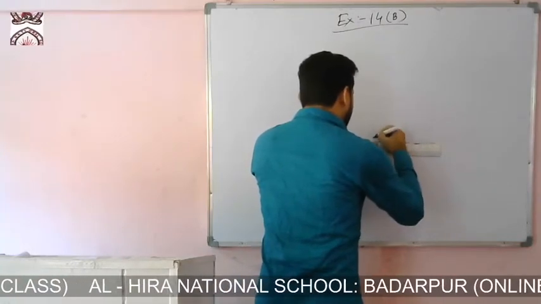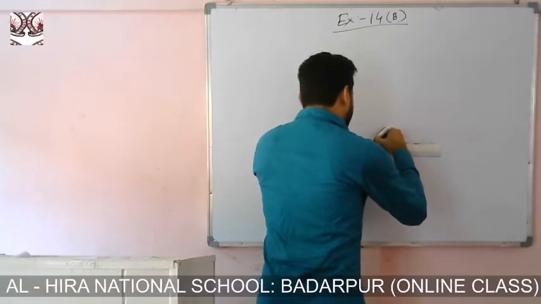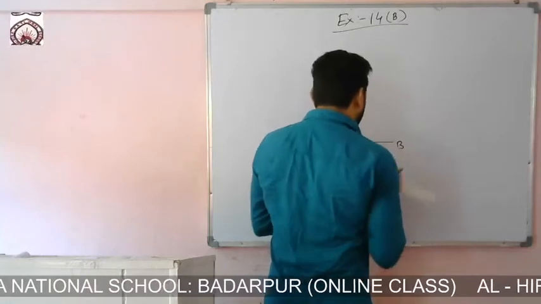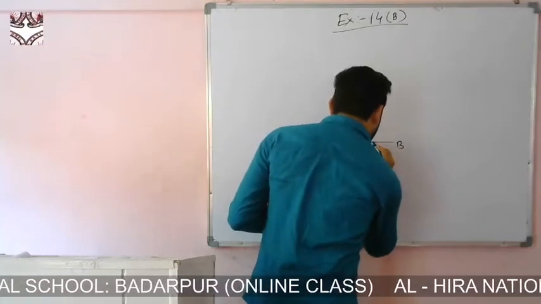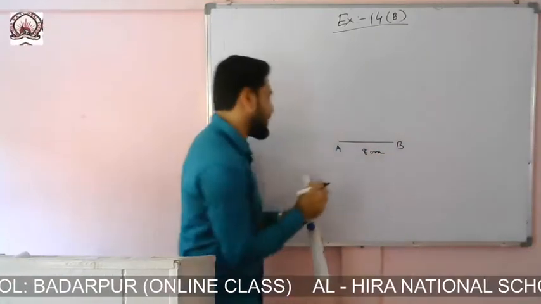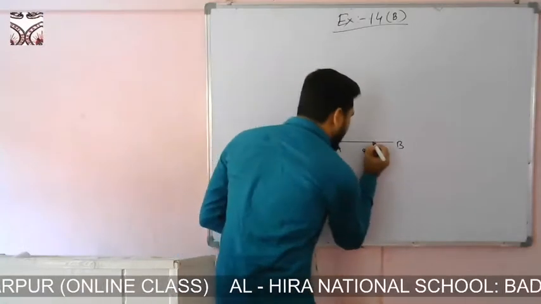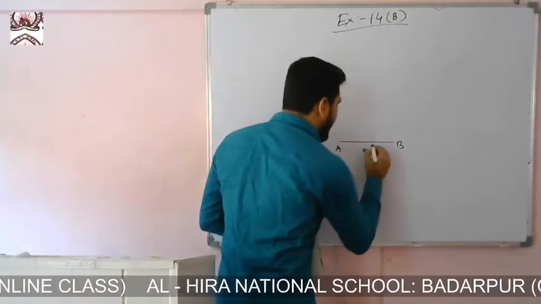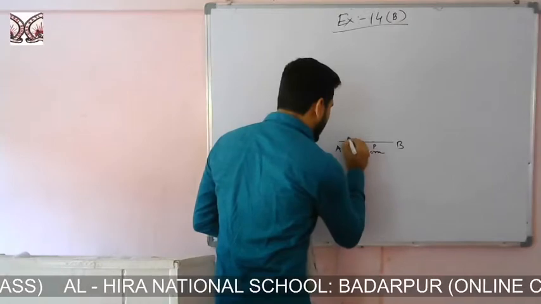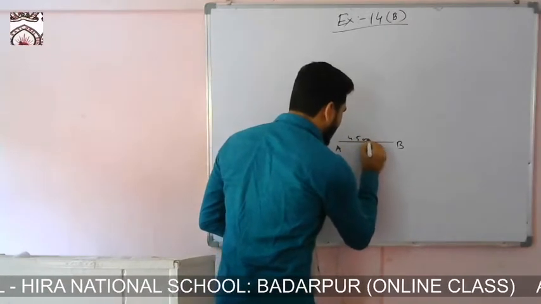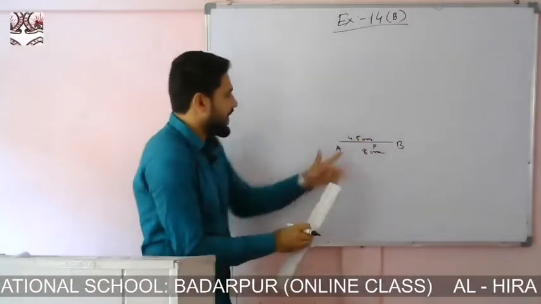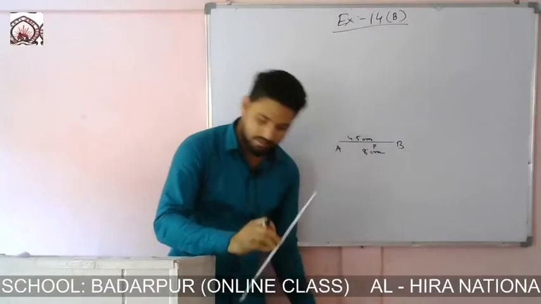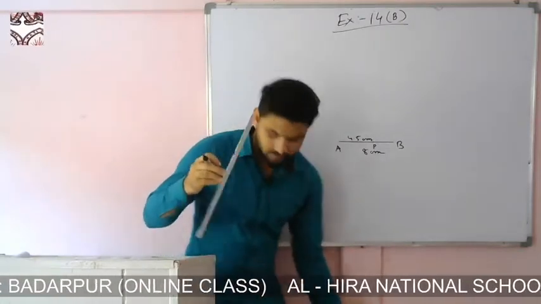My figures may not come exact, but whenever you draw at your home with the scale and compass, it will come accurate. Suppose this point is P and it is of 4.5 centimeter.